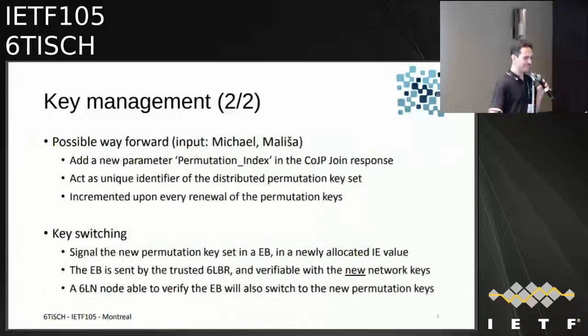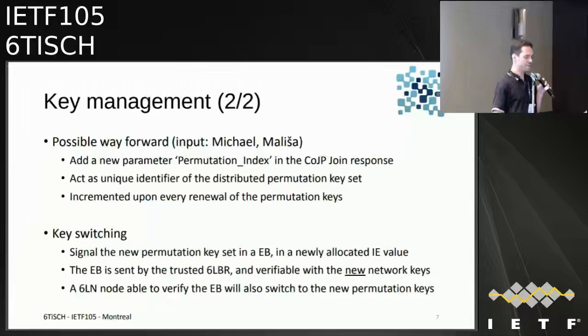That was followed by a pretty complicated discussion on the list that I'm trying to summarize here in this slide. That looked like a promising way forward. We need yet a further parameter in the join response, a permutation index that is essentially incremented at every rekeying. It indicates the epoch of your permutation key, so univocally your permutation key set.